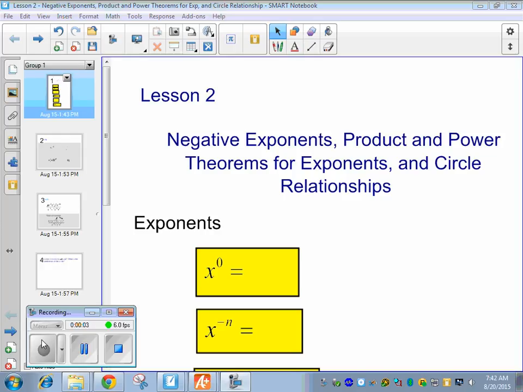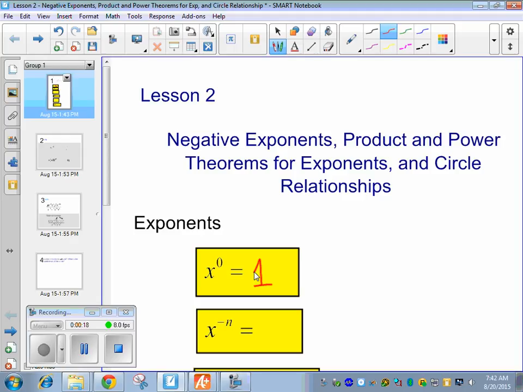All right, so first rule of exponents, anything to the 0 power. Anybody know what that equals? Yeah, Rachel. 1. Okay. Anything to the 0 power is 1. 1 million to the 0 power is 1.